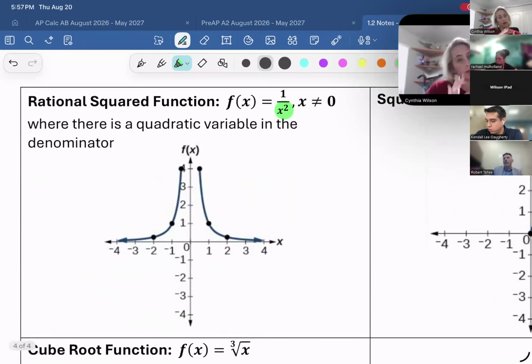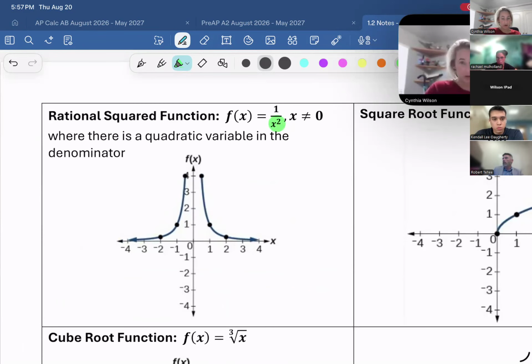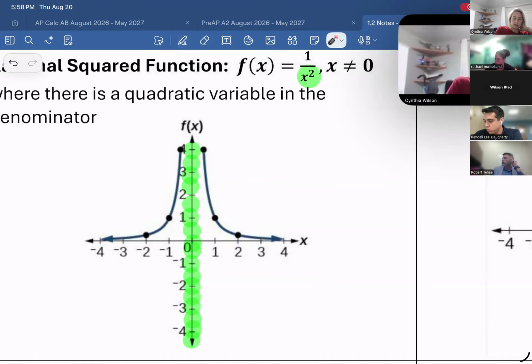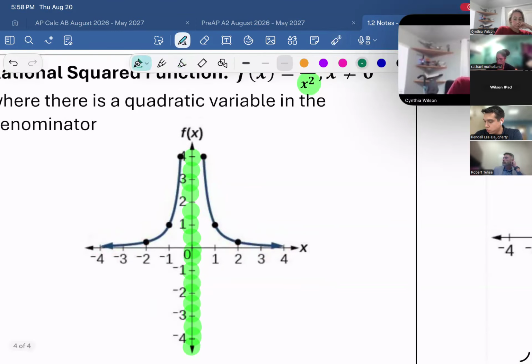So the thing these two have in common, because they're both considered rational functions, is they have this thing called a vertical asymptote. So a vertical asymptote is kind of an understood vertical line that these little pieces of the graph get really close to, but they don't cross. So vertical asymptote.